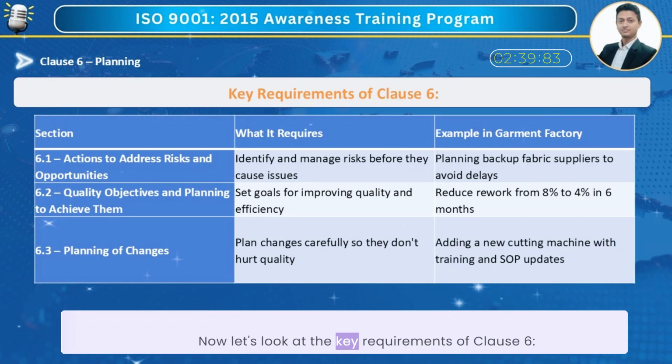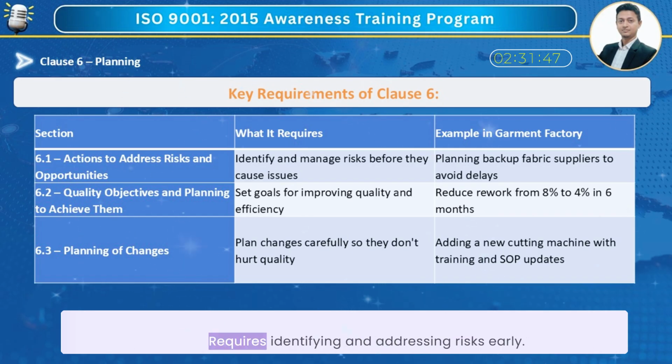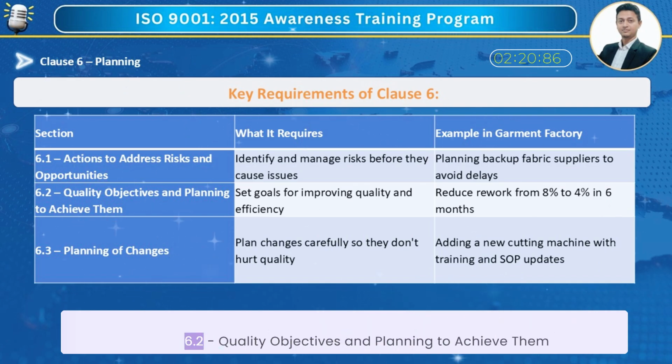Now let's look at the key requirements of Clause 6. 6.1 Actions to address risks and opportunities. Requires identifying and addressing risks early. Example: a factory may plan for backup fabric suppliers to avoid production delays.